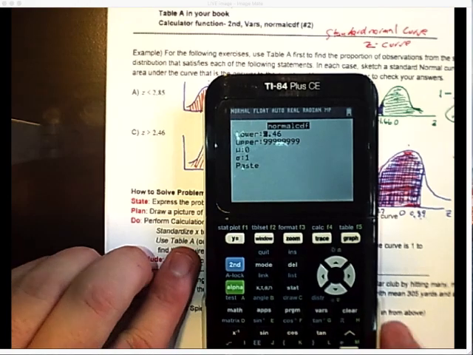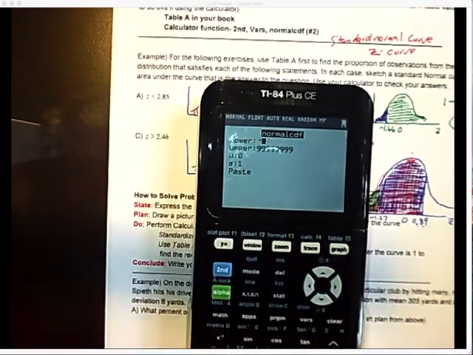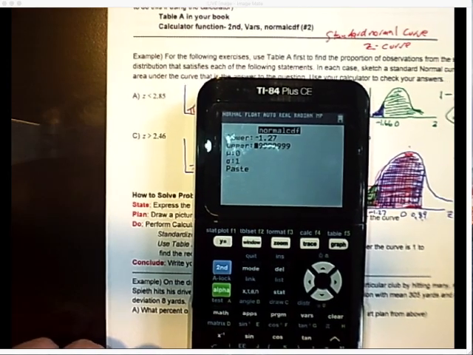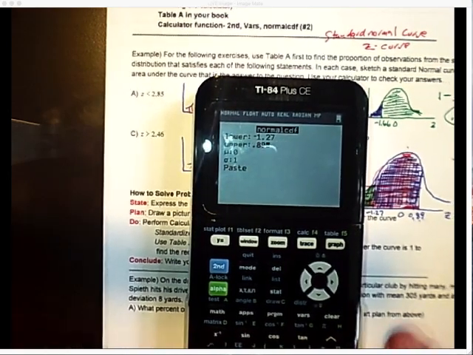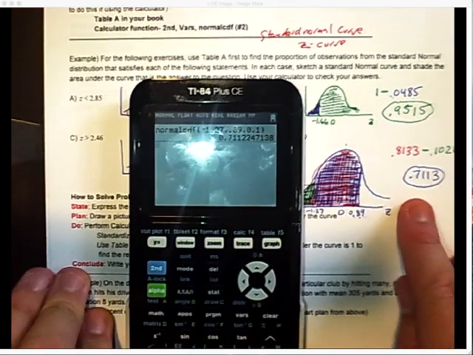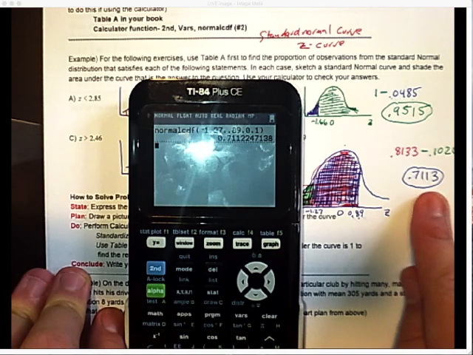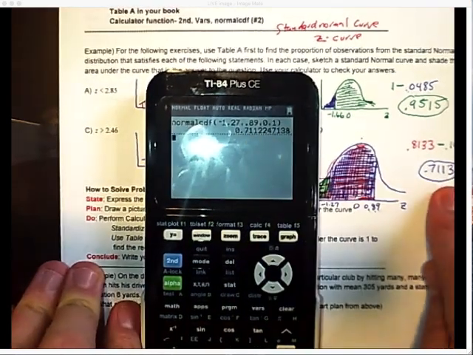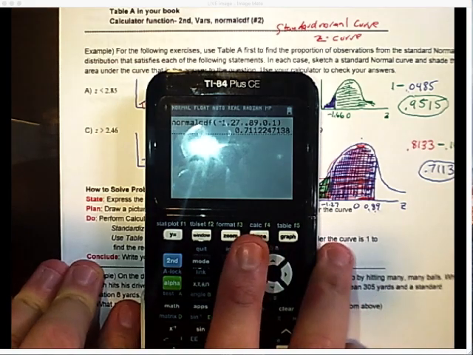Okay. On the last question, we're going from a z value of negative 1.27. That's where we're starting our shading. And we're stopping our shading at a z-score of 0.89. What do you notice? 0.7112. Okay. Now the table told me 0.7113. That's close enough. Okay, this is exact. This is an estimate. Tables just give us estimates.